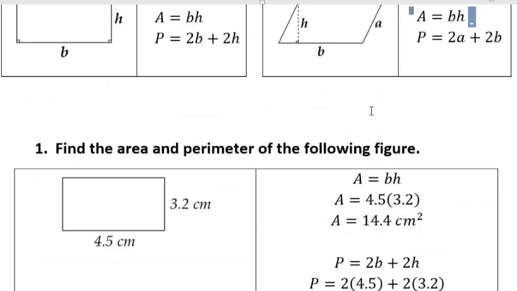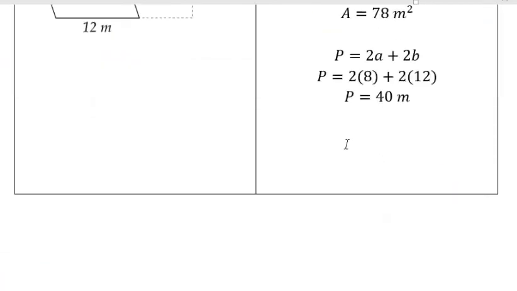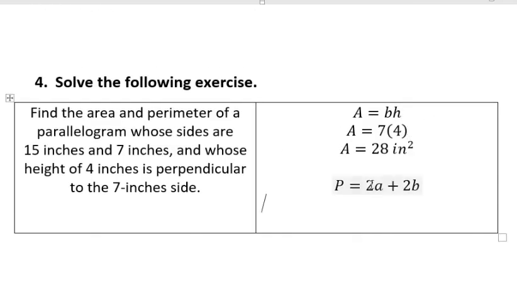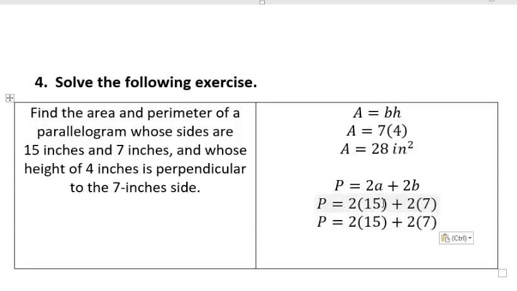Next, I'm going to continue using the formula of perimeter for a parallelogram. The formula for perimeter of a parallelogram is twice the diagonal side plus twice the base. So side A will be 15, and the base, or side B, will be 7. So all I need to do is basically multiply these things. 2 times 15, that will be 30. 2 times 7, that will be 14. 30 plus 14, that will give me 44. Okay, 44 inches, because the units we're talking about are inches. And that will be it.